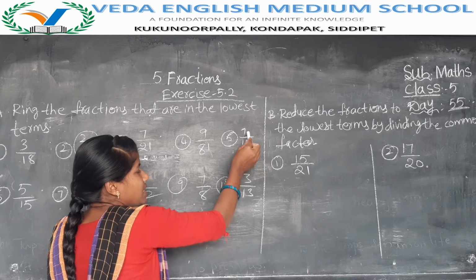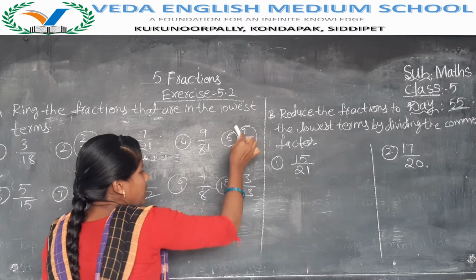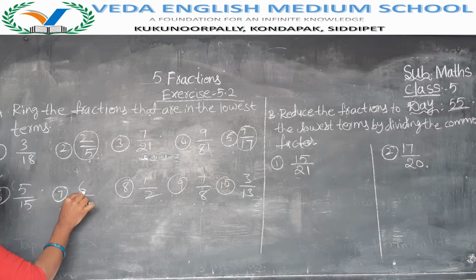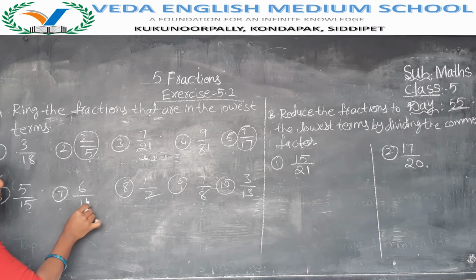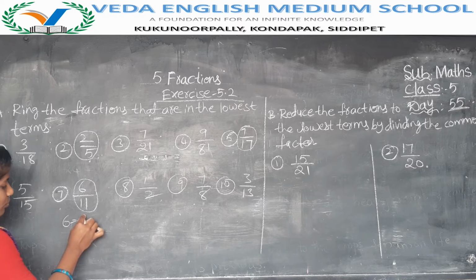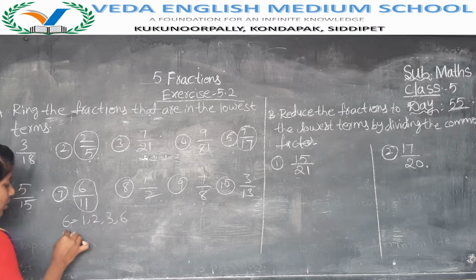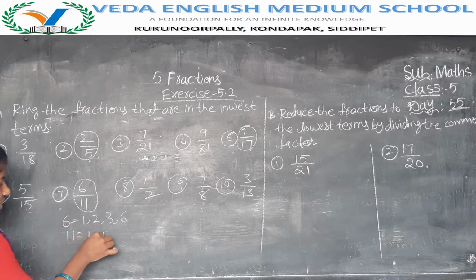In 7 and 17, 7 is a prime number, 17 is a prime number. Next, 5 and 15. 5 is divisible by 5, 15 is divisible by 5, so it is not in the lowest form. 6 and 11. 6 is not a prime number, but 11 is a prime number, so it is in the lowest form because here, now write the factors of 6. 1 6 is 6, 2 3 is 6, 3 2 is 6, 6 1 is 6. Then what are the factors of 11? 1 11 is 11, 11 1 is 11.